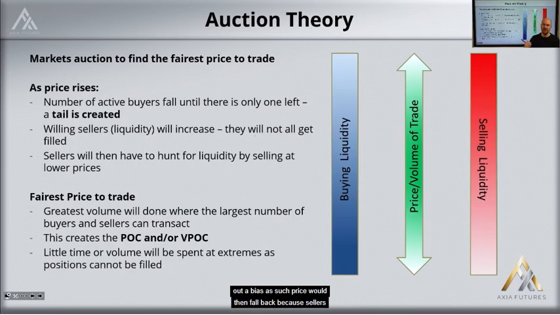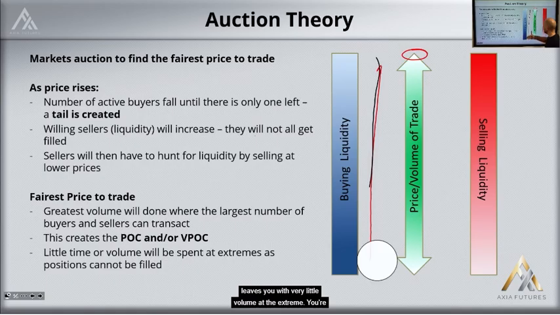As such, price will then fall back because sellers now have to move their orders lower. They have to be willing to sell at a lower and lower price in order for somebody to buy from them. So what this shows you is that a market will move higher, and as you run out of buyers and you increase the number of sellers, now remember, this is liquidity, this is not necessarily trades. Because what you end up with is a lot of people wanting to sell and very few people wanting to buy, which leaves you with very little volume at the extreme.